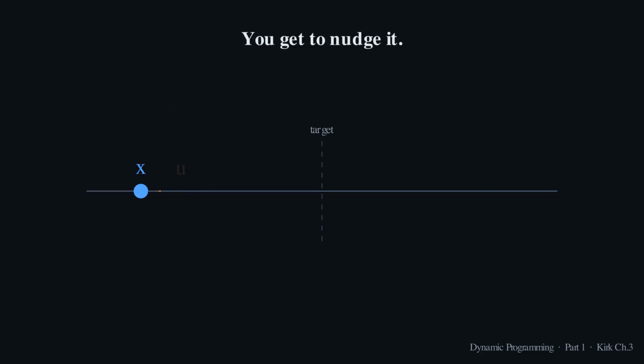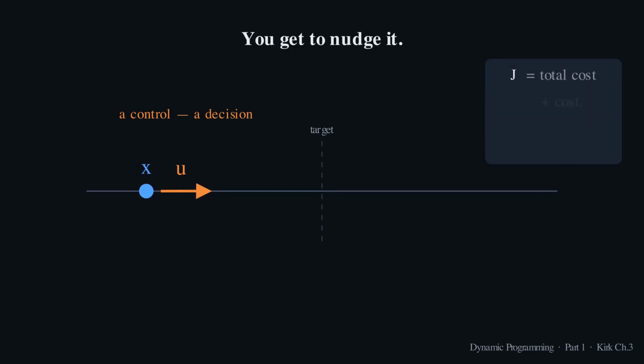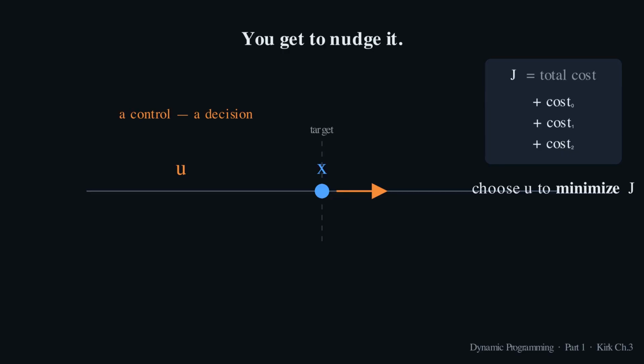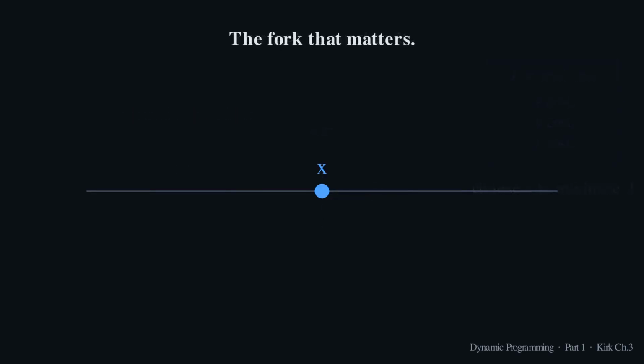Imagine you're steering something: a spacecraft, a thermostat, a savings account you're trying to grow. At every moment, it sits in some condition. Call that condition the state and label it X. You get to nudge it. Each nudge is a decision, a control, and we'll write it U. Every decision costs something. Add those costs up, and the total is what we call J. The whole game is to choose your controls so that J comes out as small as possible.